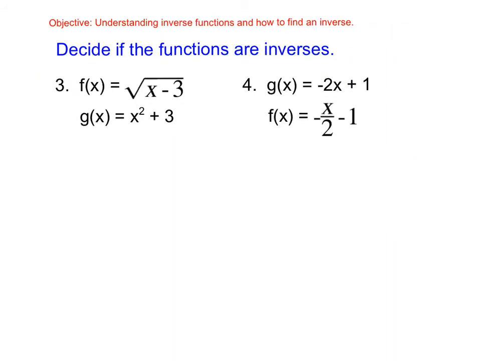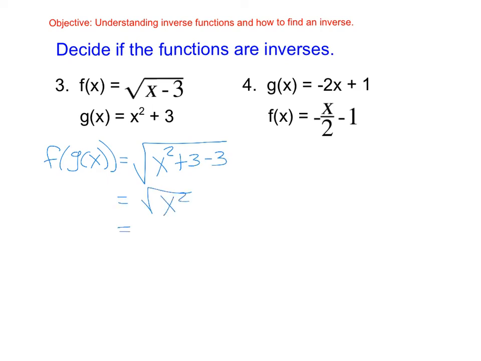All right, pause the video. Decide if the functions are inverses. So, f of g of x. Can you guess the answer? I hope you can. x squared plus 3 minus 3, the square root of x squared equals the absolute value of x. So the answer is no, because g of x is not 1-to-1.